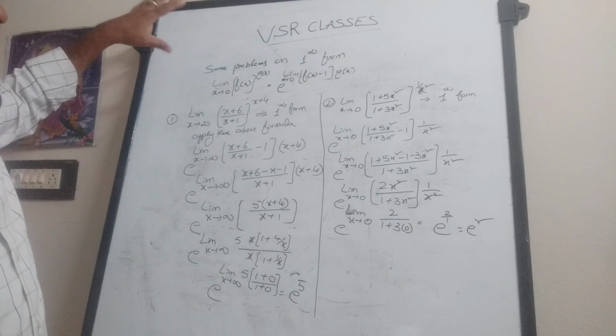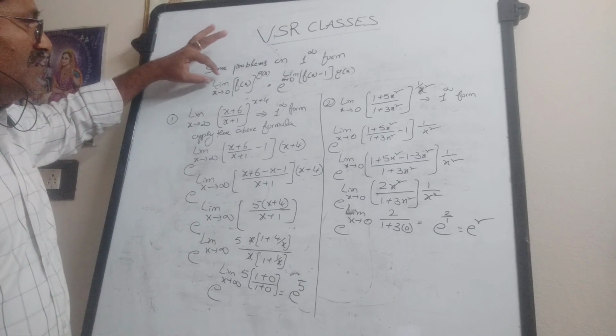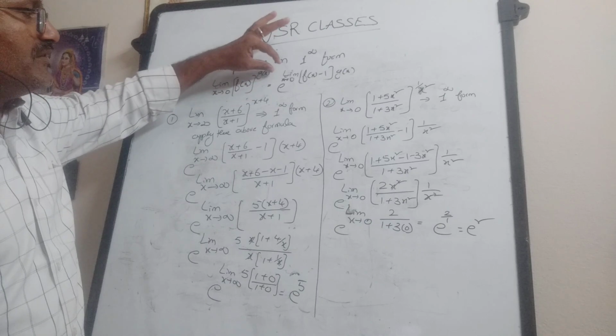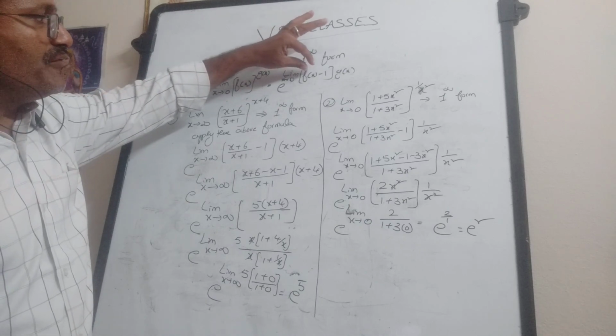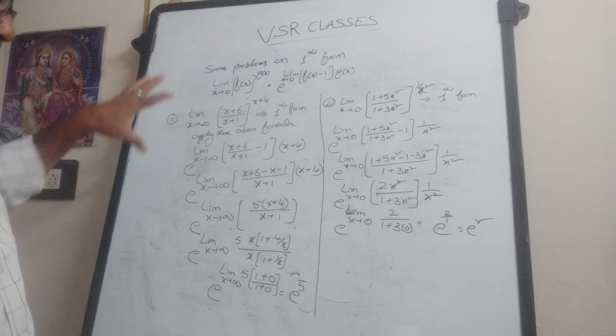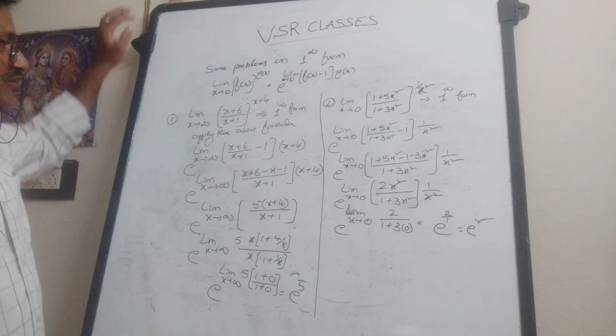This is the 1 power infinite form. The formula is: limit as x tends to 0 of f of x whole power g of x is equal to e power limit as x tends to 0 of (f of x minus 1) into g of x. This is the same formula we are using. Now first we will go for this one.